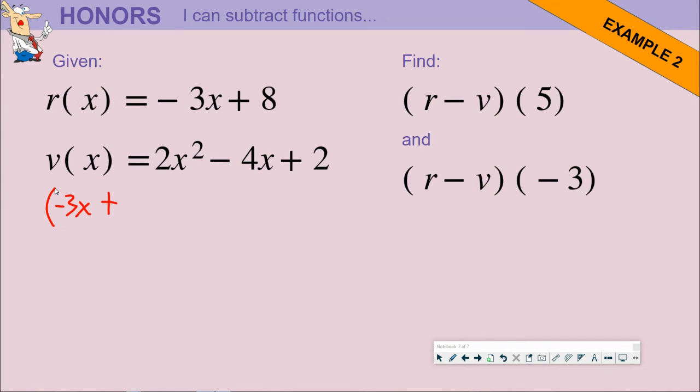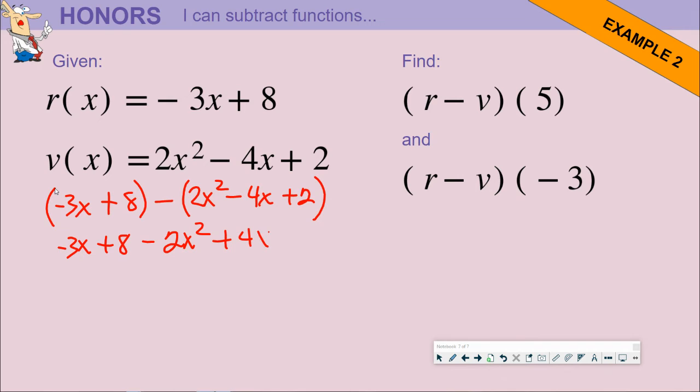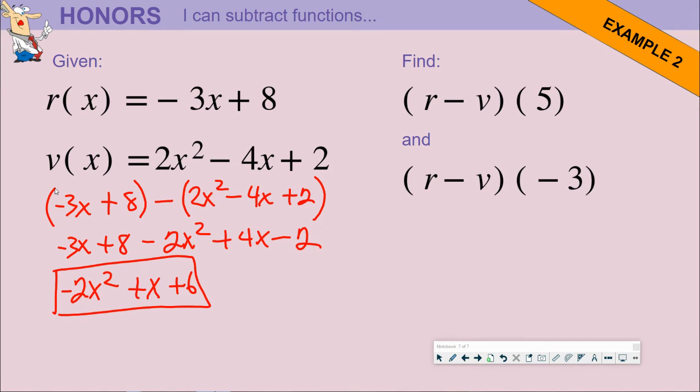So I'll do a negative 3x plus 8 minus 2x squared minus 4x plus 2. And as we saw before, this is going to give us 3x plus 8 minus 2x squared plus 4x minus 2. Combining like terms gives us 2x squared plus x plus 6. So this is the function that we get to evaluate at.